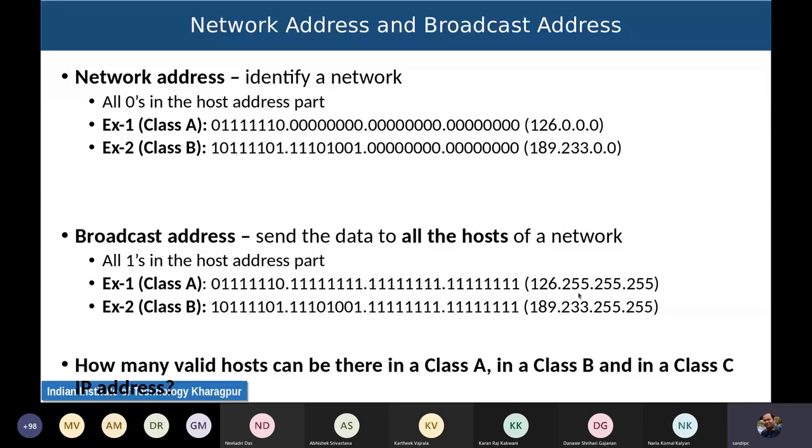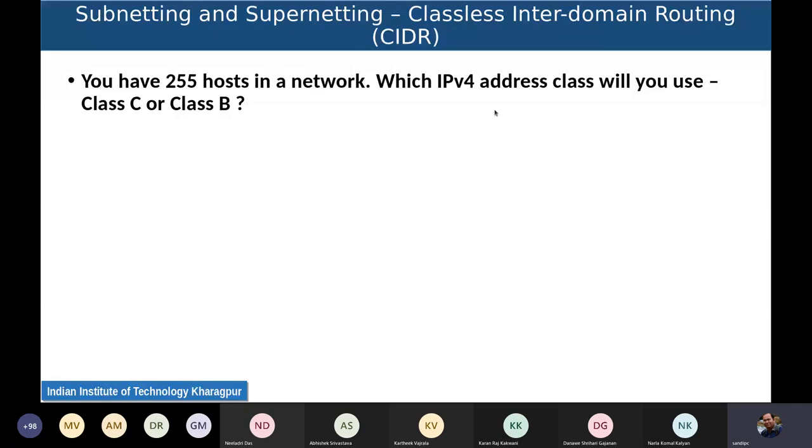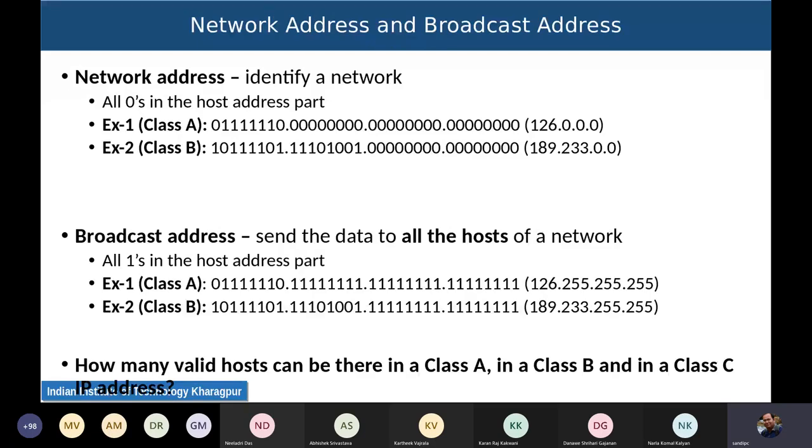Now, using these two special addresses, you can find out how many valid hosts there can be in individual classes. In case of class A, how many hosts can we have? We have 8 bits for the network IP. That means we have 24 bits left for the host IP. Using those 24 bits, we can have 2 to the power 24 different addresses. Out of that, subtract the network IP and the broadcast IP, and you will get the total number of host addresses within class A. So that was the broad idea behind classful addressing.